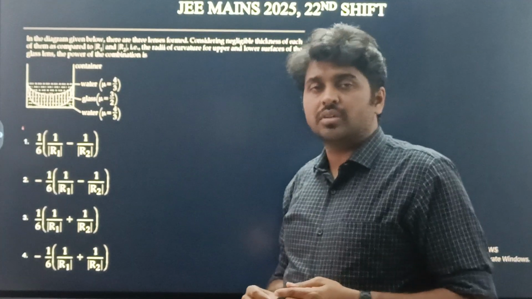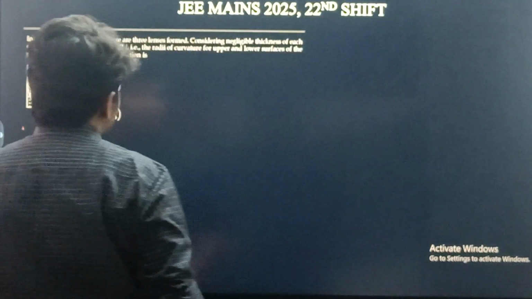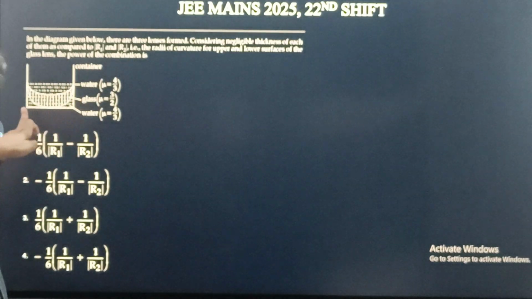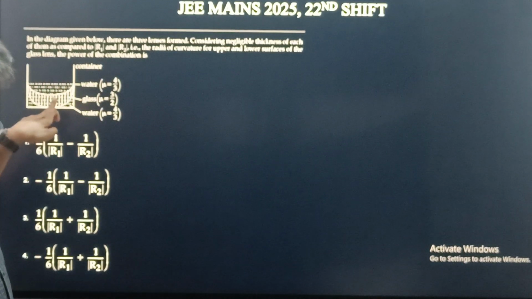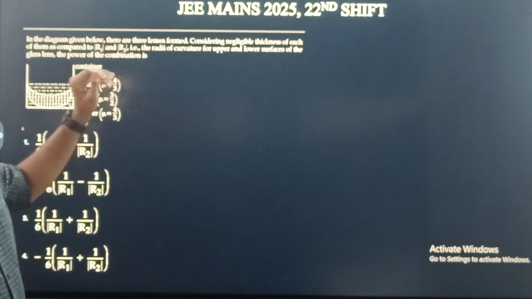This JEE Mains question came on the 22nd shift. This is an optics question. Let us have a look at the question. There is water here and there is a lens inside the water, and we are told to find the power of this combination.